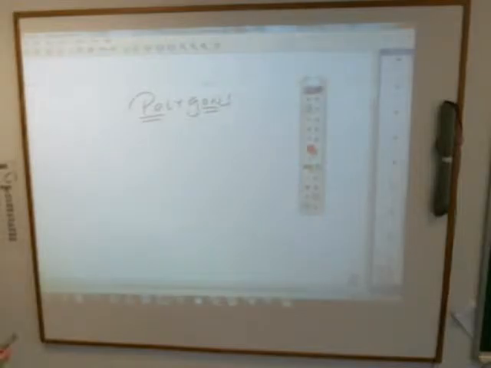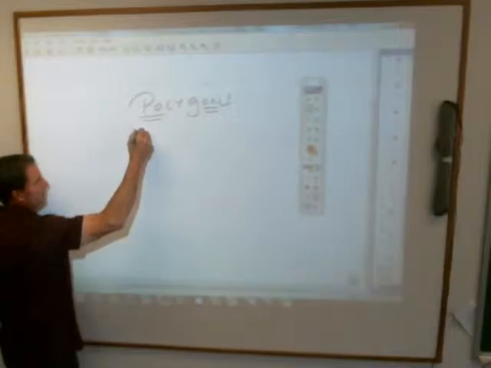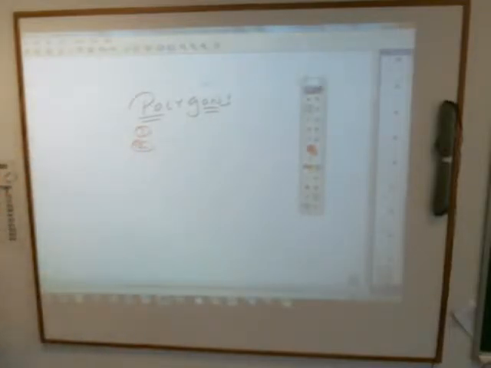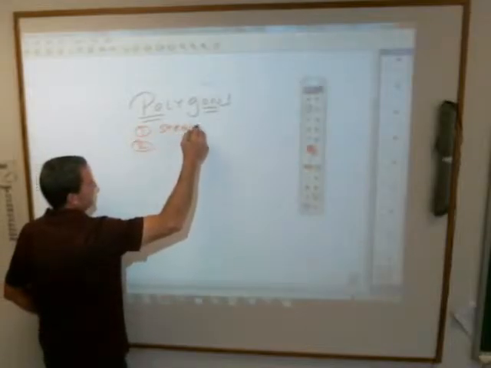There are basically, for something to be a polygon, it has to have two characteristics. Does anybody remember them from last year or from any time? Or maybe we've never talked about this. Number one, Aubrey, it has to be straight. They have to be all straight sides, made up of straight lines.